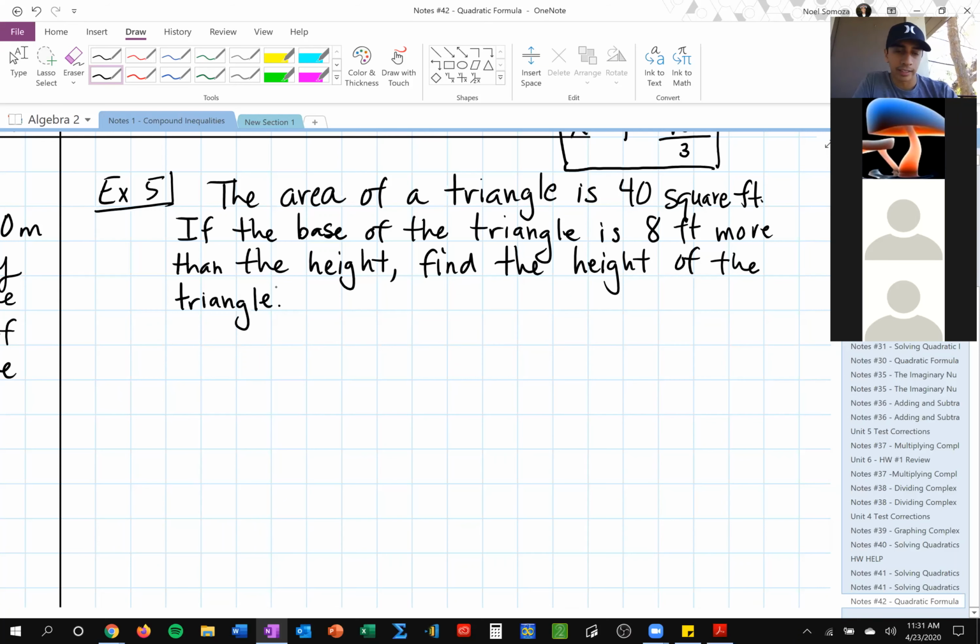So go ahead, take a second and copy that down. In the meantime, I'm going to draw a little triangle.